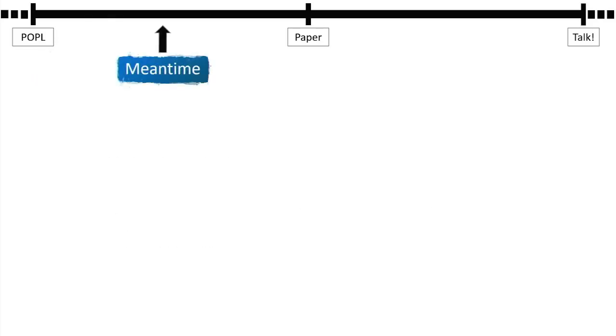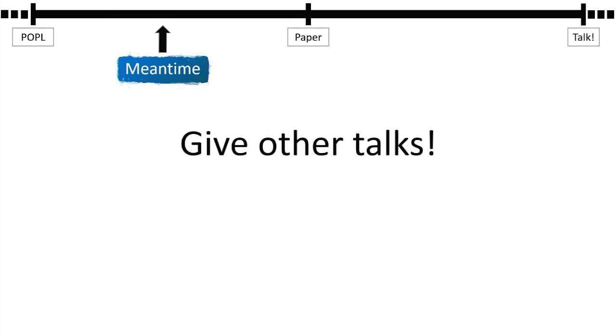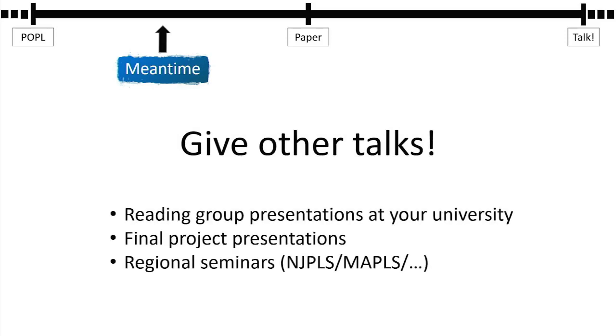OK, so you go to other people's talks. But in the meantime, until you have a research talk of your own at POPL or whatever, take your time and try to give as many talks as possible. Any chance you get. Reading group presentations at your university. Final projects in your classes. Regional seminars, they're starting to get revived. NJPLS, the Mid-Atlantic, Midwest, anything like that. Just sign up to give as many talks as possible. That's the only way to get rid of talk jitters and anything like that.